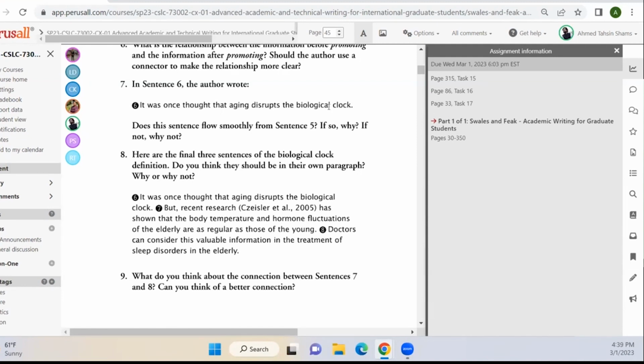In the book, page 33, task number 16, if I'm not wrong. We'll not answer the questions in between. We'll directly jump to question number 6, where it talks about one non-finite verb, and question number 9, where it talks about connection. We'll just read the passage and the sentences. And the passage starts with the biological clock, correct?